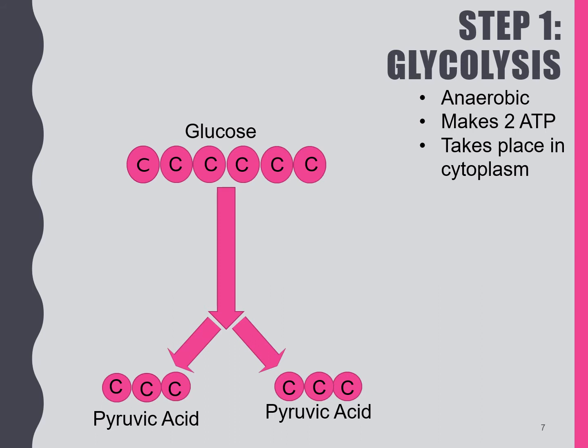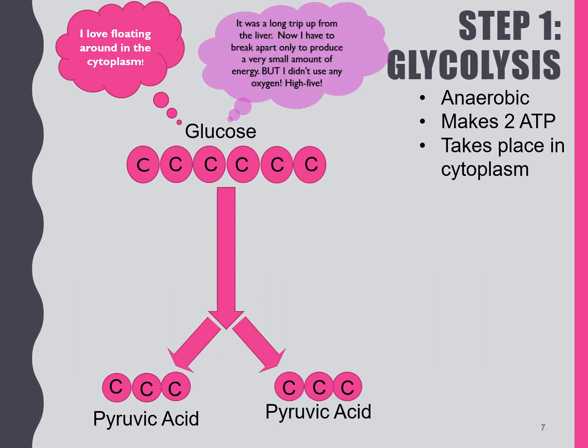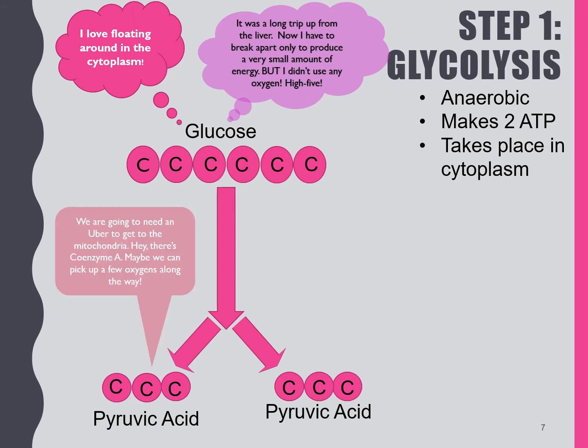Okay, so glucose enters the cytoplasm as this 6-chain carbon molecule. It's floating around in the cytoplasm, having a fun time. It traveled all the way from the liver after it was broken apart, and it's rejoicing because it's not going to require any of that oxygen to do its business. Okay, so what happens next?